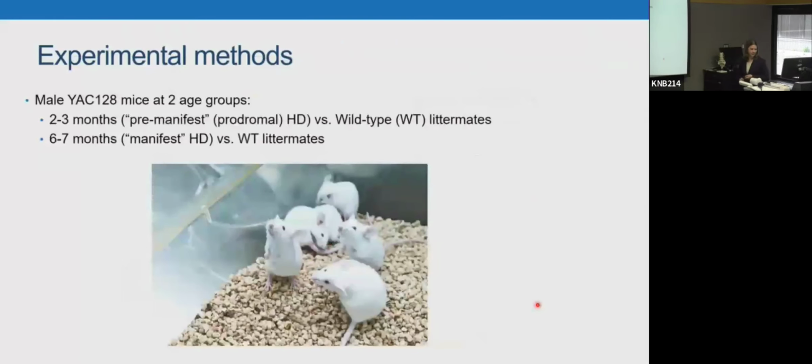I had male YAC128 mice at 2 ages for this study. The first age was 2 to 3 months, and this is considered early or prodromal, similar to that prodromal stage I talked about at the start, 20 years before chorea onset. In the case of my study, I'm calling this the pre-manifest stage. And I compared these to their wild type litter mates. And then 6 to 7 months, which I call the manifest stage, where they're showing overt motor symptoms at this stage, versus wild type litter mates.